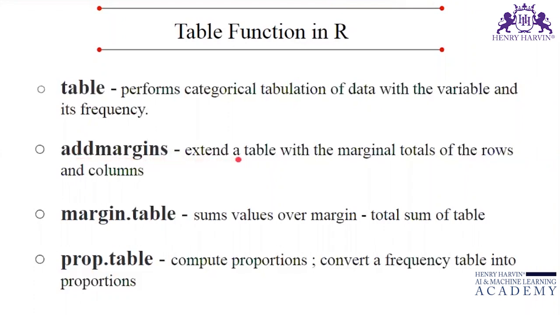Then there is addmargins, which extends the table with the marginal totals of the rows and columns. So using addmargins, we will be able to take the totals of rows and columns and add them to our table. Then there is margin.table, which helps us to calculate the value of overall tables. If you want the sum of the whole table, you can use margin.table for that, or if you want row-wise totals or column-wise totals, you can use margin.table for that. Then there is prop.table, which computes proportions, so it converts your frequency table, that was the categorical tabulation, into proportions.